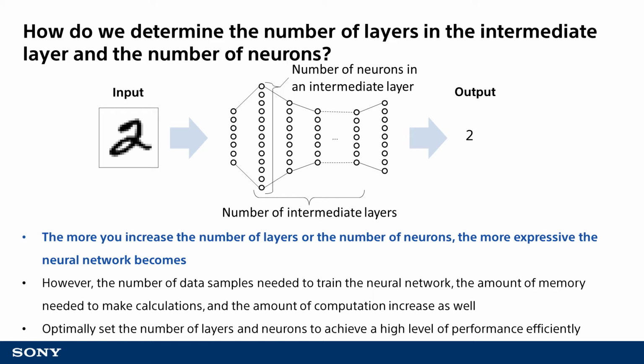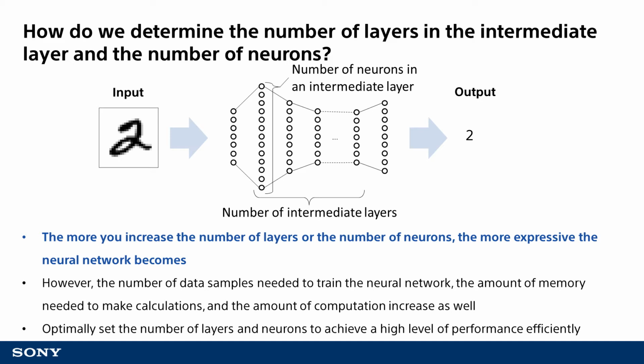In other words, you could say that this makes it possible to solve more difficult problems or achieve a higher level of performance. On the other hand, when the number of neurons or the number of layers increases, the number of data samples needed to train the neural network, the amount of memory needed to make calculations, and the amount of computation increase as well. In some cases, insufficient memory may prevent training on the computer, or an excessive increase of computation may cause the execution of training or the execution of a trained neural network to be extremely slow.